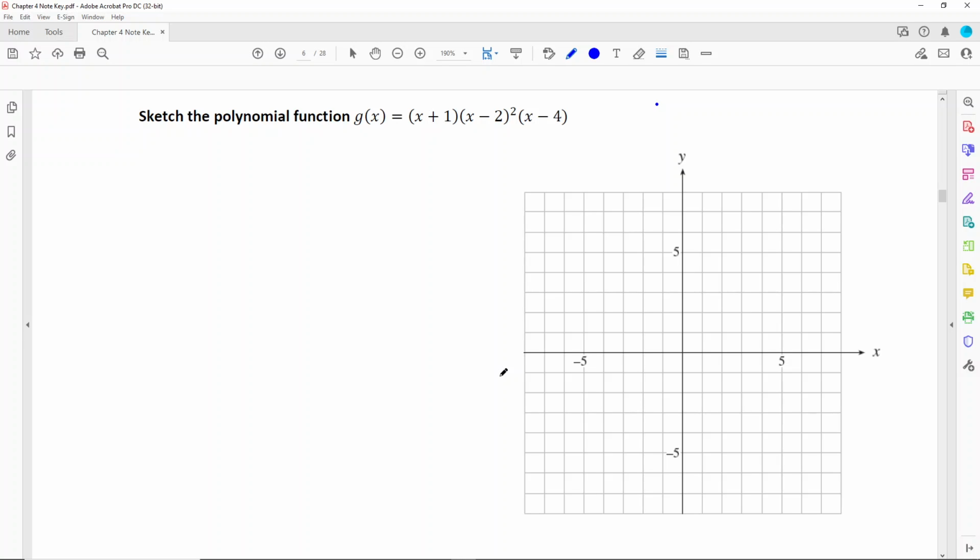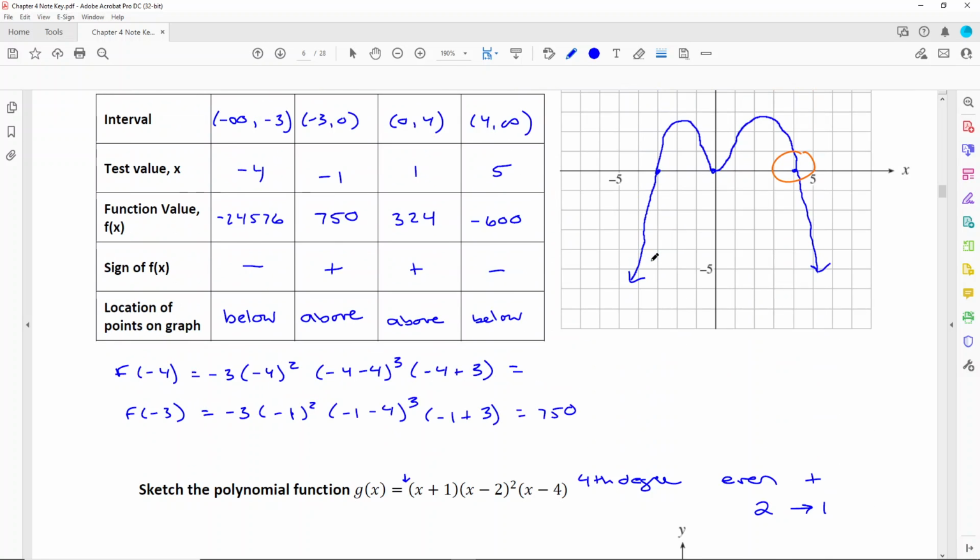But regardless, it is good to know that this is an even degree because it's a fourth degree equation, right? 1, 2, 3, 4, which is even. Because the leading term is a 1, that's positive. So since it's even positive, I know it's going to start in quadrant 2 and end in quadrant 1. So even if you're using the interval method, you can still figure that out.